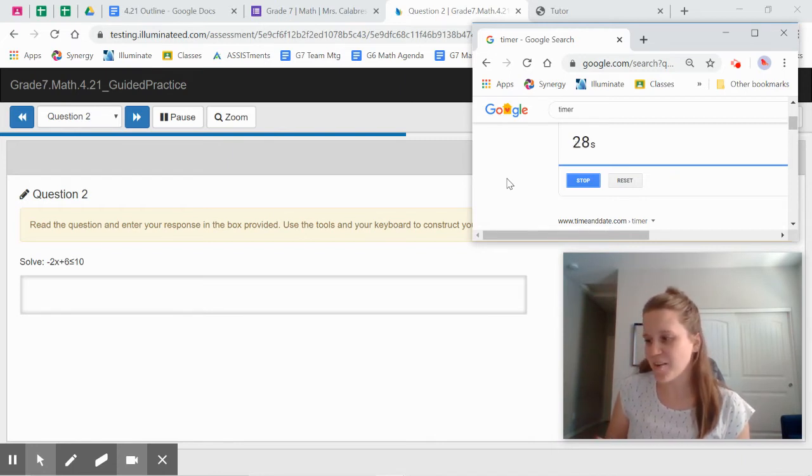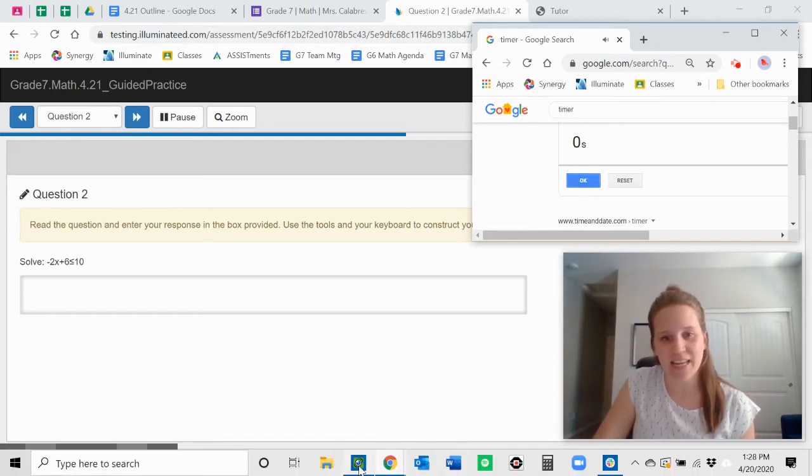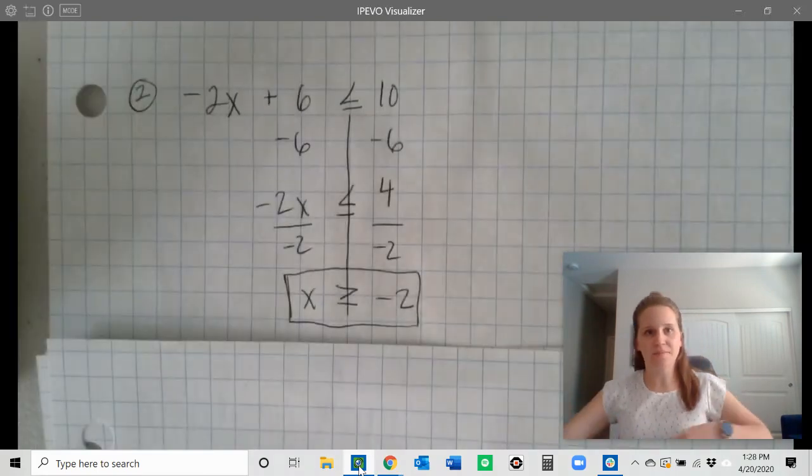Thirty seconds remaining. Go ahead and check your work so that if you got it on your own the first time, you can give yourself a star on your paper. I love seeing those when you turn in pictures of your notes. All right, there's our time. Let's go ahead and check out the solution.